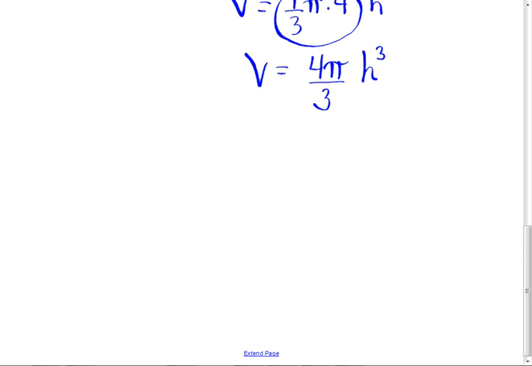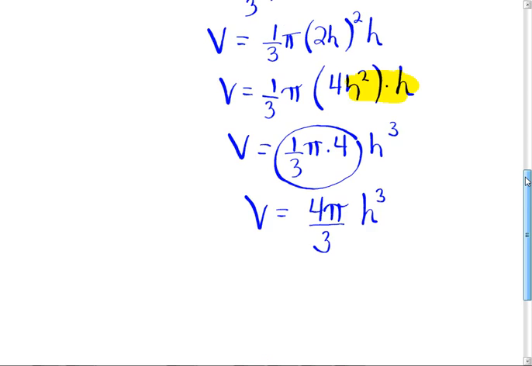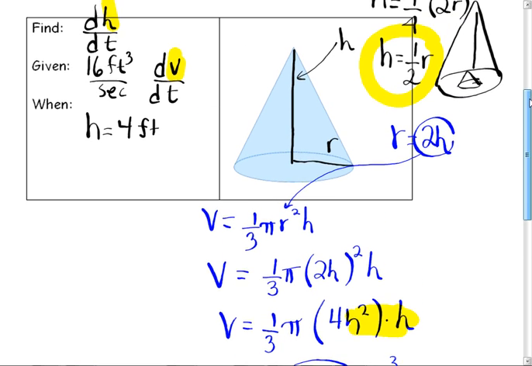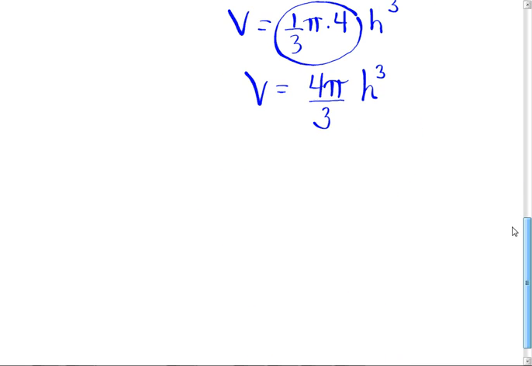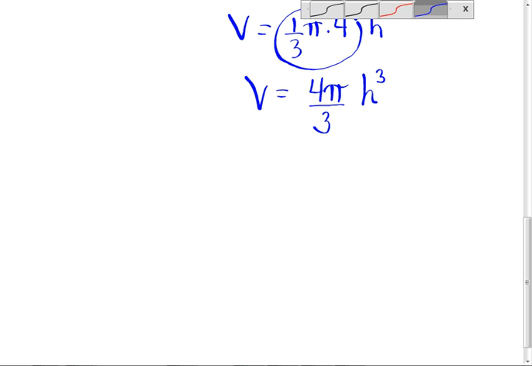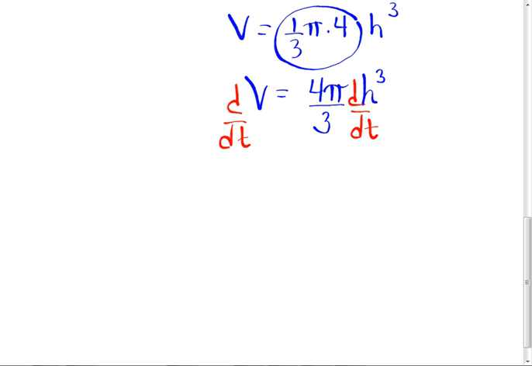Okay. Did we forget what we're doing? Yep, I need to do a derivative. Because I know what the derivative is. It's 16 cubic feet per second. So let's take the derivative of both sides. Now that's just a number. Remember, we can ignore those numbers. And with respect to what? Time. Somebody may want to use a v prime and an h prime, but I don't like that because it doesn't say what the derivative is with respect to. That really makes a difference.